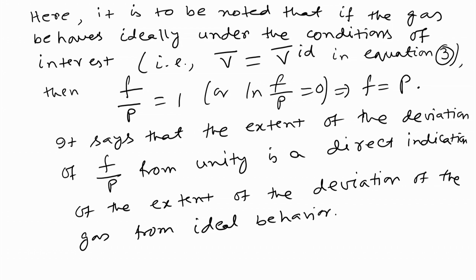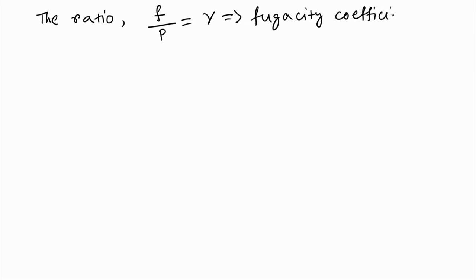So, f by P goes to 1 when the gas behaves ideally, and the extent of deviation of f by P from unity is a direct indication of the extent of the deviation of the gas from ideal behavior, right? The ratio f by P we can define as gamma, and this gamma is known as the fugacity coefficient. So, gamma equals 1, as we just discussed, for an ideal gas, right?